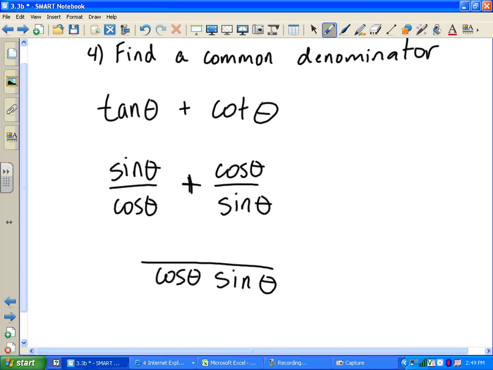We could probably tell here the common denominator would be cosine theta, sine theta. And so now let's get the idea here. If I went from cosine theta to cosine theta times sine theta, then I had to multiply by sine theta, which means I'm going to have to multiply the numerator there by sine theta.